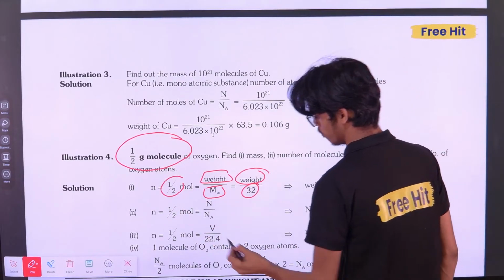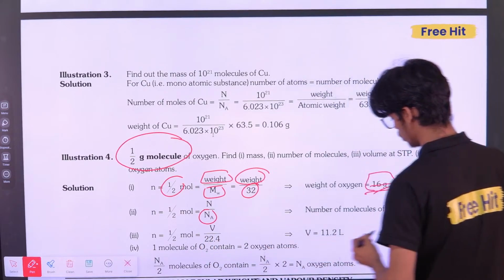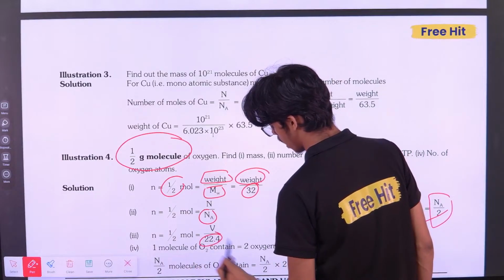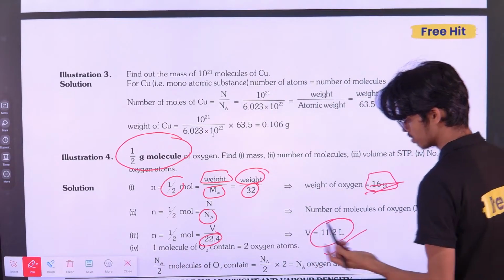That's it. In 1 mole there is Na number of particles, in half mole there are Na by 2 number of particles. In 1 mole there is 22.4 liter, in half mole there is 11.2 liter. That's it. It's very easy.